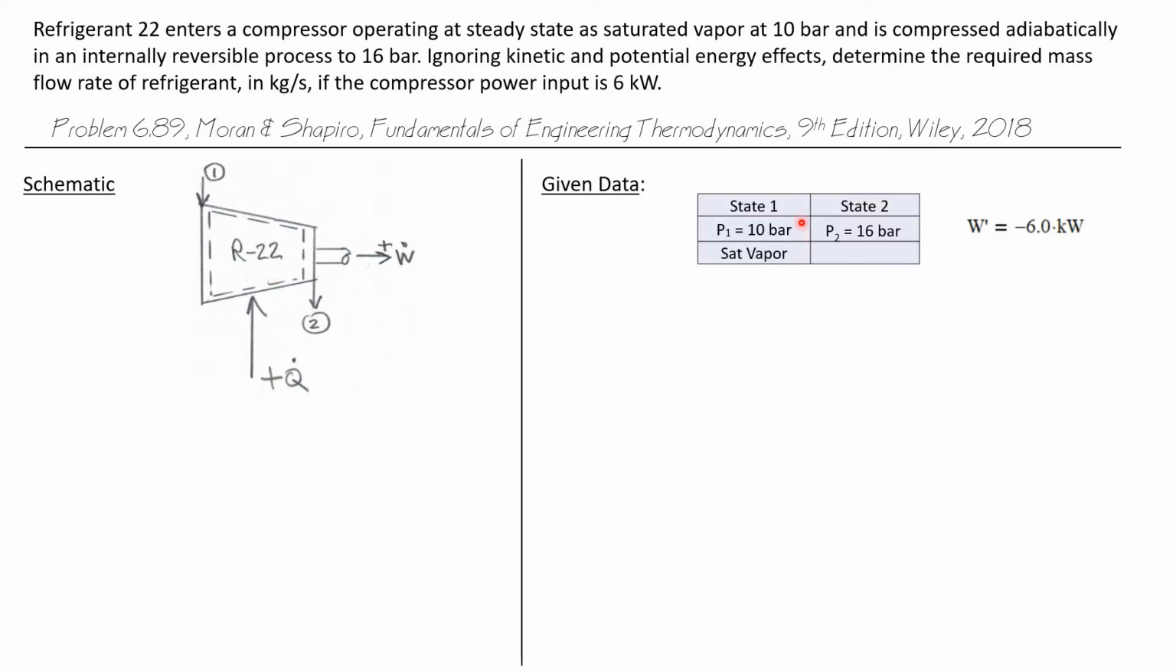Let's look at the given data. State 1 is fully defined. It's R22 at 10 bar and it's a saturated vapor. Now state 2, we're given a pressure of 16 bar, but that's all we're given. So state 2 at this point is not fully defined. We were told that the compressor input power is 6 kilowatts. So I can write that W dot is equal to minus 6 kilowatts, going back to our convention of positive work.